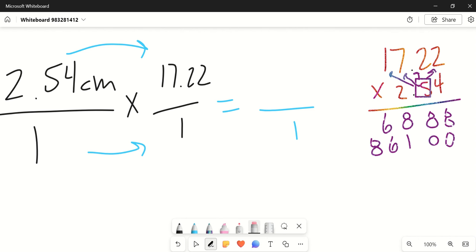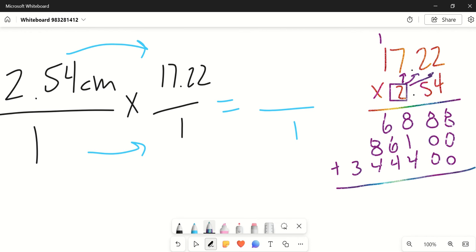And then I will get rid of all this extra work here, and I will put 2 placeholder zeros now. And last but not least, multiply by 2 again. 2 times 2 is 4. 2 times 2 again is 4. 2 times 7 is 14. Carry the 1. And 2 times 1 is 2, plus 1 is 3. And I will add these all together.